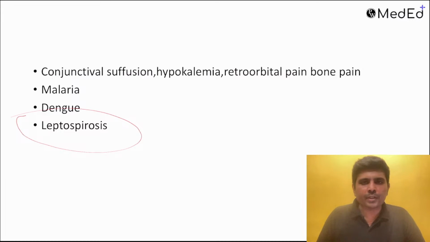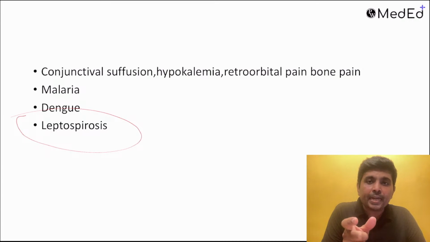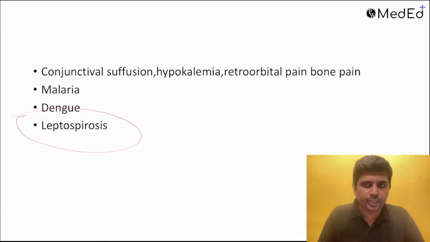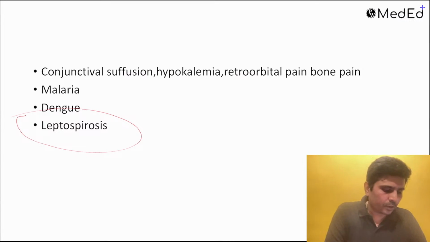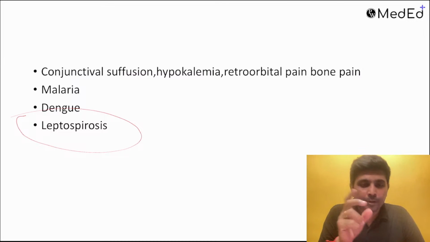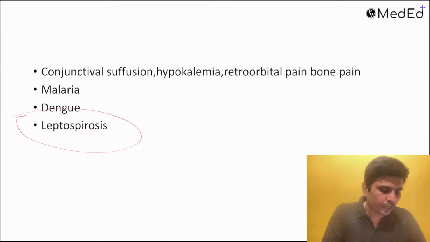From 4 to 7 days, you need to do serology like IgM, but the treatment is mainly based on hematocrit and not the platelet count. Treatment is mainly based on hematocrit and not platelet count in case of dengue.